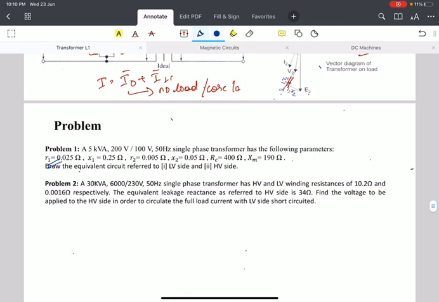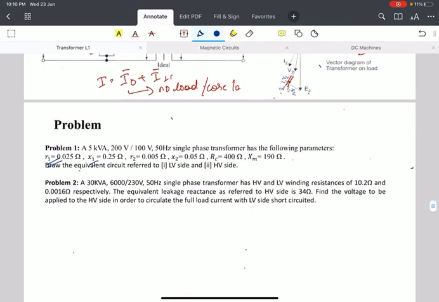R1 is 0.025 ohm, X1 is 0.25 ohm, R2 is 0.005 ohm, X2 is 0.05 ohm, and RC is 400 ohm and XM is 190 ohm. We need to draw the equivalent circuit with respect to LV side and with respect to HV side.